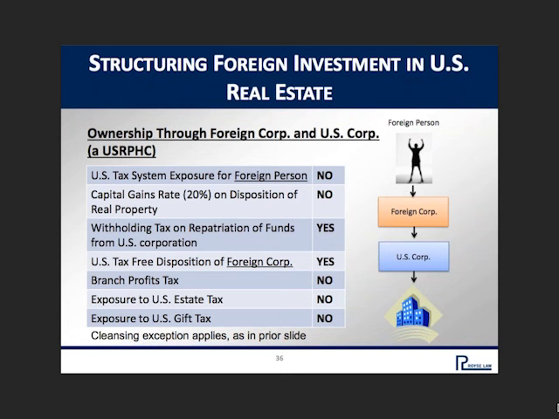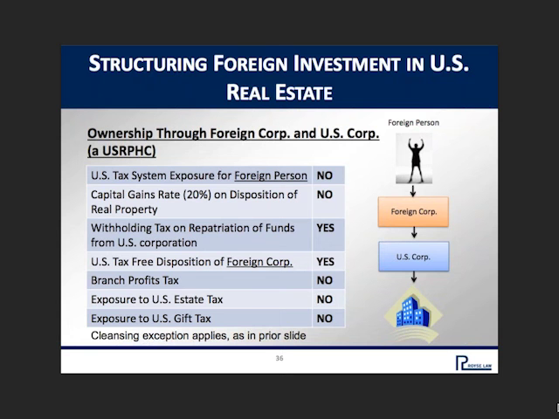There is a withholding tax on repatriation of funds from the U.S. corporation on one hand, but we've avoided the branch profits tax, which, as we noted earlier, is the worst tax because you can't control the timing of your tax. There's a U.S. tax-free disposition of the foreign corporation because it's not a U.S. real property interest, and you've escaped the U.S. estate tax and gift tax. And again, you can use the cleansing exception from the previous slide.